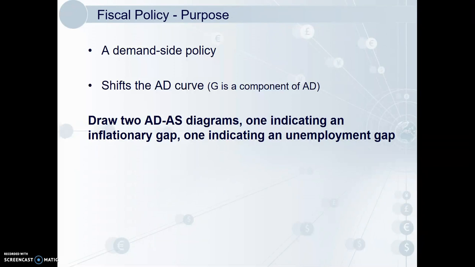The purpose of fiscal policy is to affect the demand side of an economy, that is, to shift aggregate demand. One way in which this happens should be quite obvious, as G, government spending, is a component of AD. What I want you to do now is draw two AD-AS diagrams, nice and big because you'll want to annotate them. One should show an inflationary gap and one should show a recessionary gap. Pause now and do this.